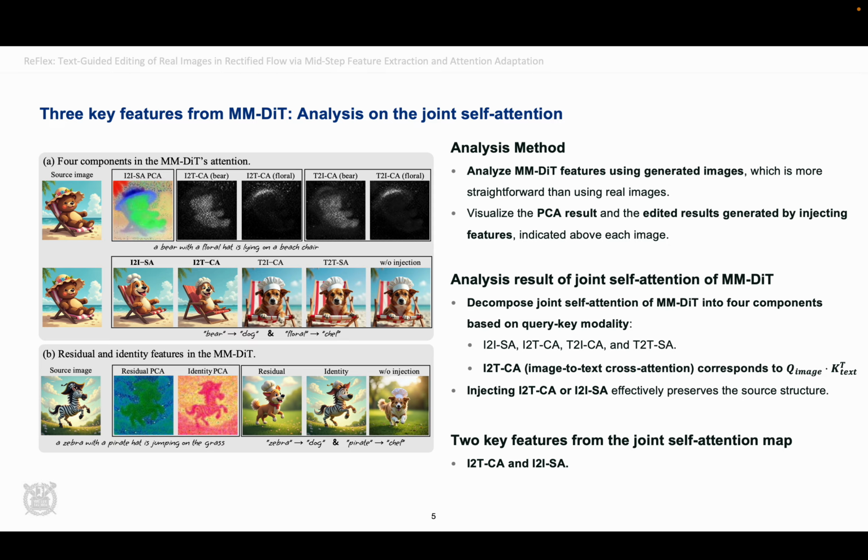To investigate the behavior of MMDiT's joint self-attention, we divided it into 4 components based on the modality of the query and key. Through this analysis, we found that attention maps where the query belongs to the image part, namely the image-to-text cross-attention and image-to-image self-attention, carry meaningful structural information about the image. We therefore defined these 2 as the key features of the joint self-attention.